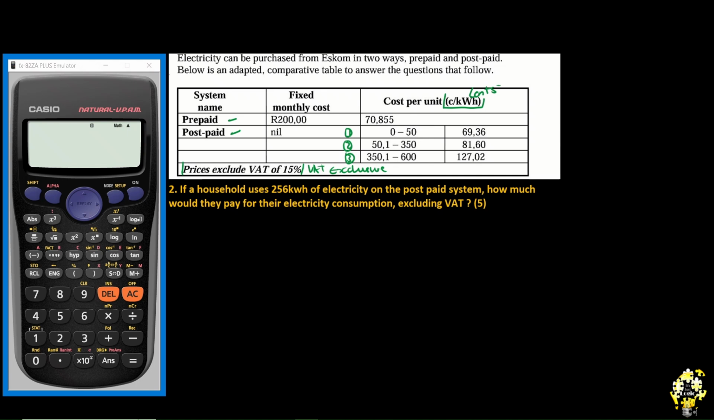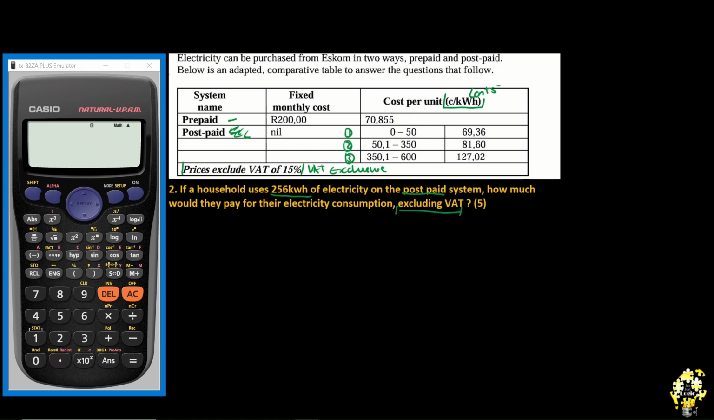If a household uses 256 kilowatts of electricity on the postpaid, we have been given the period. It's the postpaid. So our focus is supposed to be on the postpaid system. How much would they pay for their electricity consumption excluding VAT? Excluding VAT. Because the prices already exclude VAT, we should be fine. So we are not supposed to add anything at the end. So let's get to it. So we are accounting for 256 kilowatts of electricity.